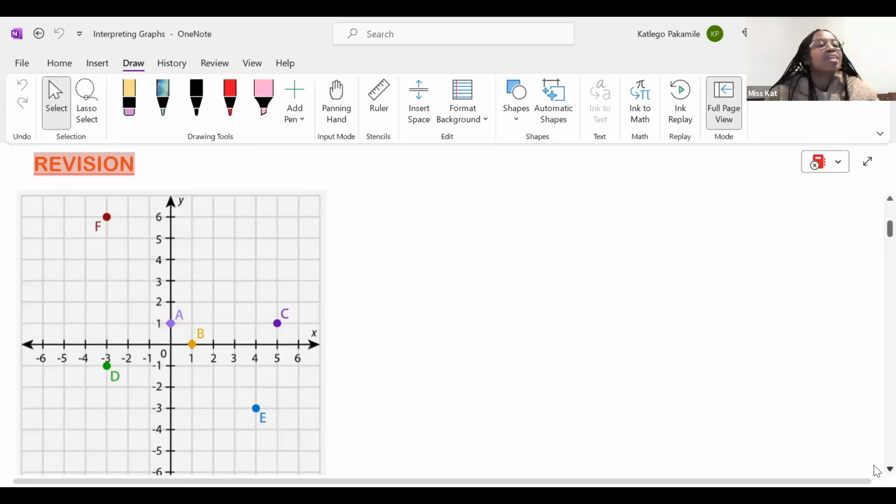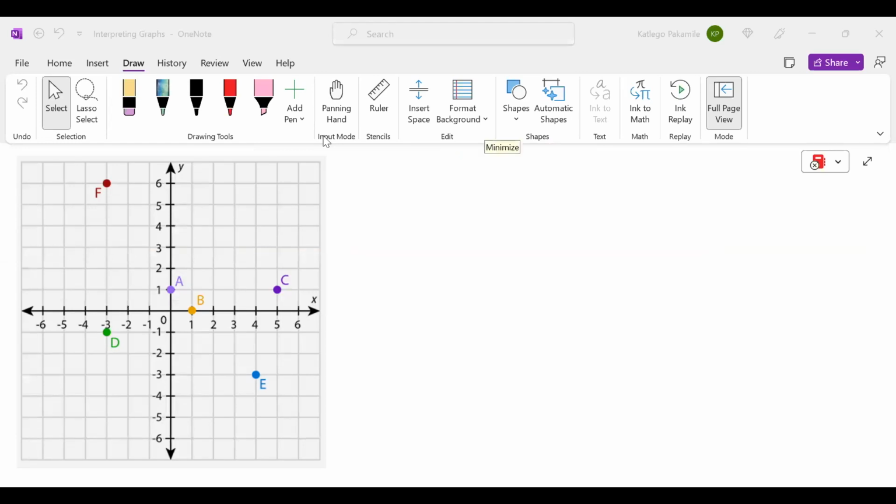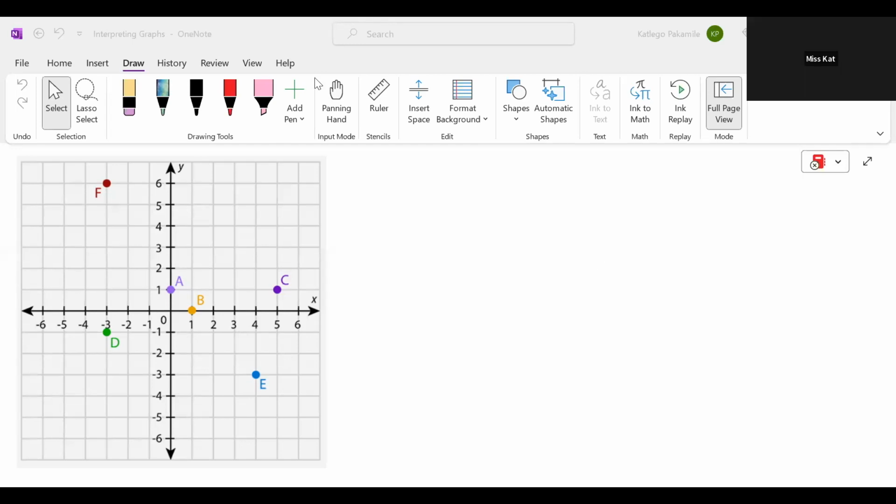Okay, now can anyone remind us what this is called? The black lines with the two number lines and a Y and an X and all of that. What do we call this? That's a Cartesian plane. We have two axes. Please give me the names of the two axes, guys. X, Y axis.